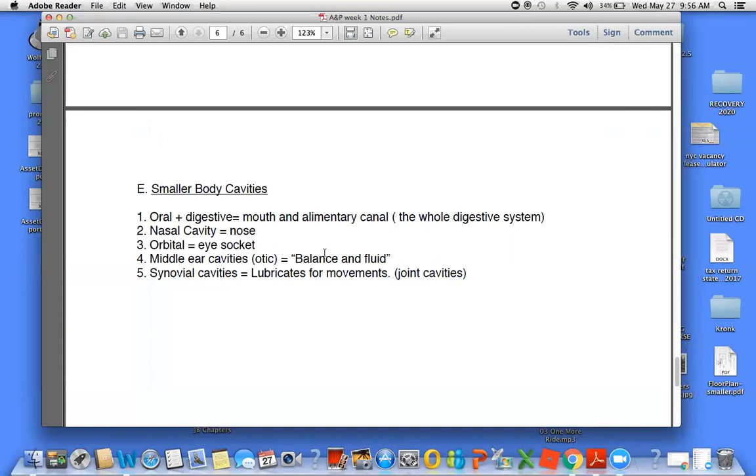The nasal cavity, touch your nose, that's all of the different sinuses and little canals in your nose. Touch your eye, that's your orbital cavity, your eye socket has your eye. Touch your ears, that's your otic cavity. Has balance, fluid properties. Your balance comes from your ear. There's fluid in there to maintain your balance, and obviously your hearing. That's your middle ear cavities, otic. And then something no one ever remembers, and that's your synovial cavity. Move your arm, move your neck. Those are your little joints in between the bones. They have lubrication for movement. That's your synovial cavities. And we're going to address those cavities when we do the bones at another point, okay?